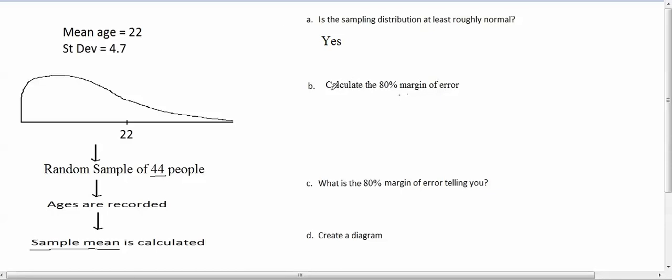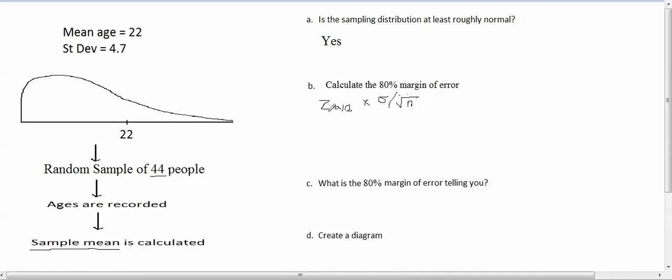This part B says calculate the 80% margin of error. The statistic that's being calculated is a sample mean, so we need to use the margin of error formula for a sample mean. That formula is the confidence coefficient z times the standard error of a sample mean, which is the population standard deviation over the square root of the sample size. We need to plug three numbers into this formula. To get the confidence coefficient z, you have to go to a table and look up the confidence coefficient for your percentage.